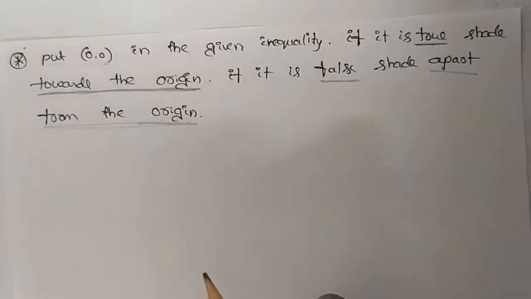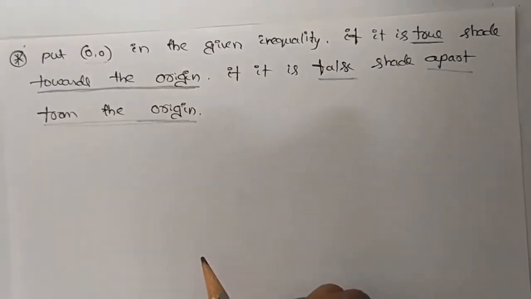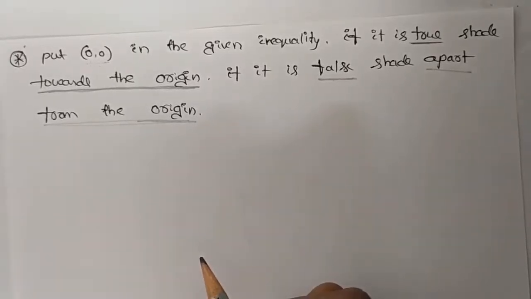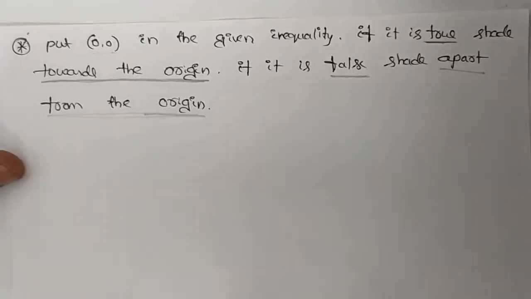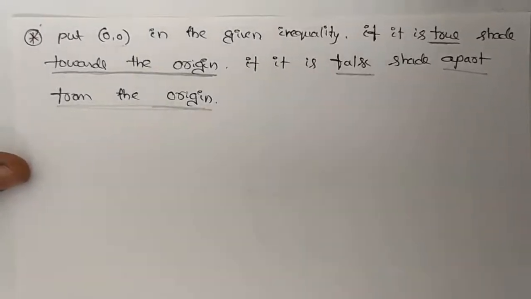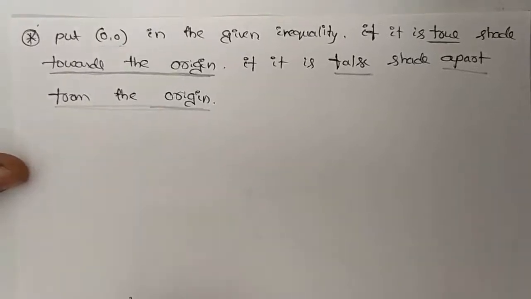So we substitute 0 comma 0 in the given inequality. If it gives true, we shade towards the origin. If it gives false, we shade apart from the origin. These are the 4 working rules we have to follow to draw the graph. Kindly make a note of this 4th point.